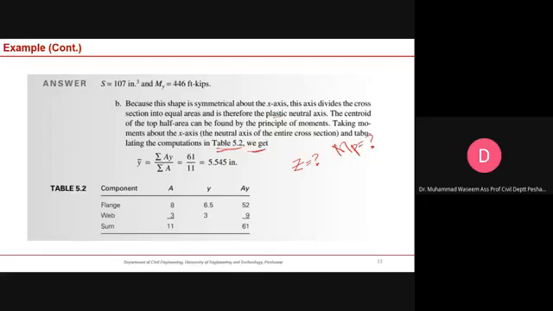So what we do is we get this centroid value of the cross section. If we know the areas of the flanges, and this is the web, you sum them up and put it here. Once you know this y bar value, this is actually the moment arm.